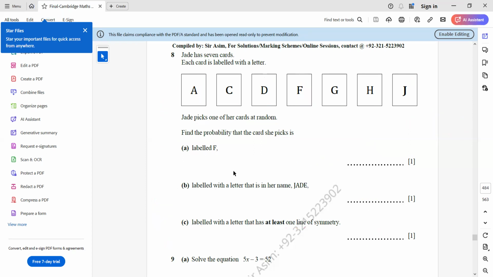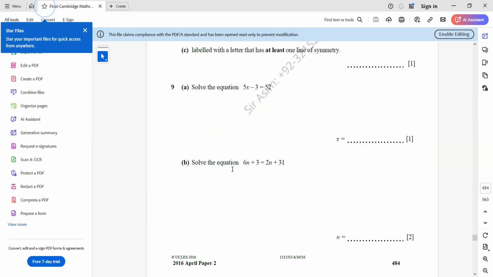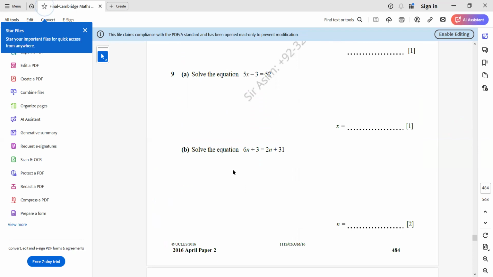Okay, then question number 9. Solve the equation. We have got a linear equation and we need to solve it out. 5x equals 52 plus 3, which is 55. And then 55 by 5, 11. So the value of x is 11.